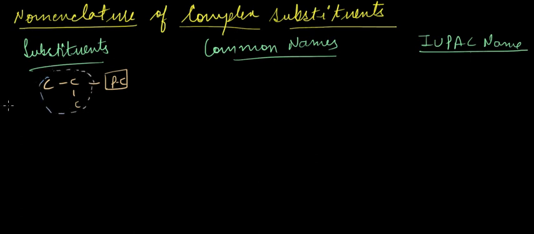If we have some substituent like this, its common name would be isopropyl, and the IUPAC name would be, this is the longest carbon chain, so 1-methylethyl.